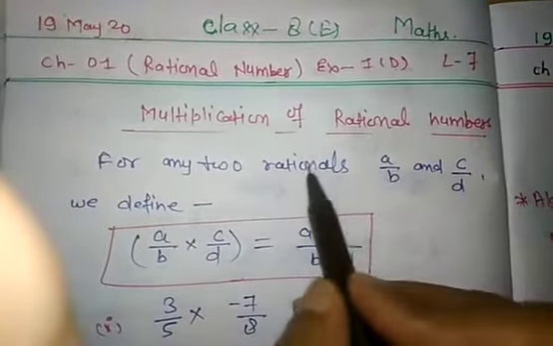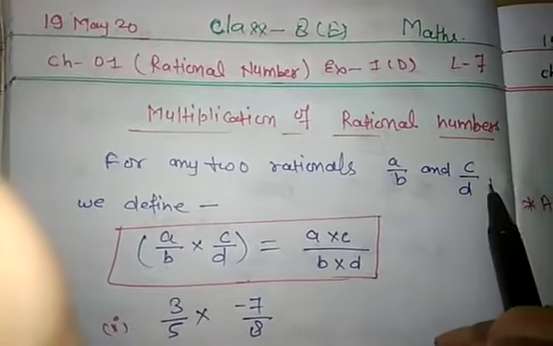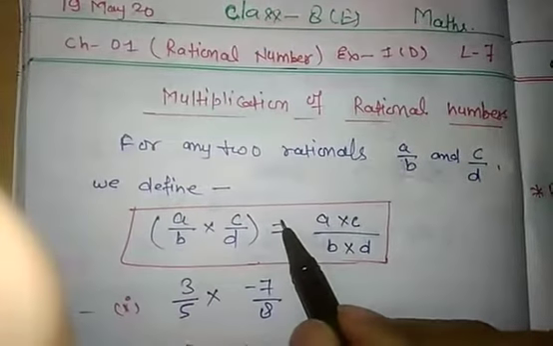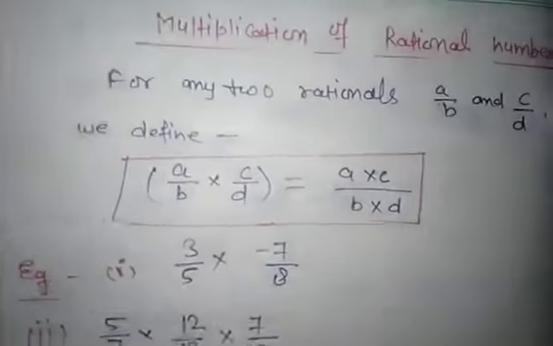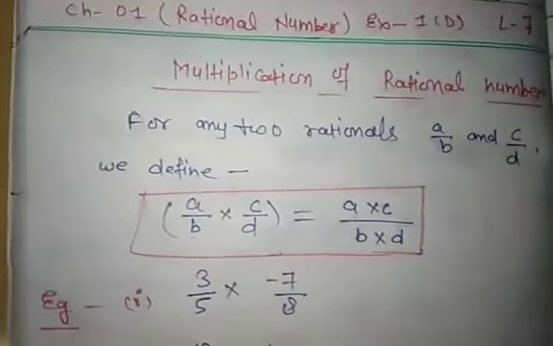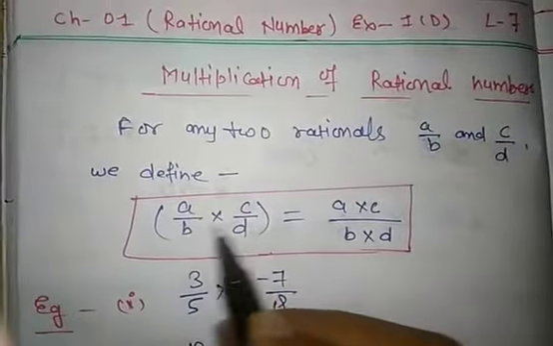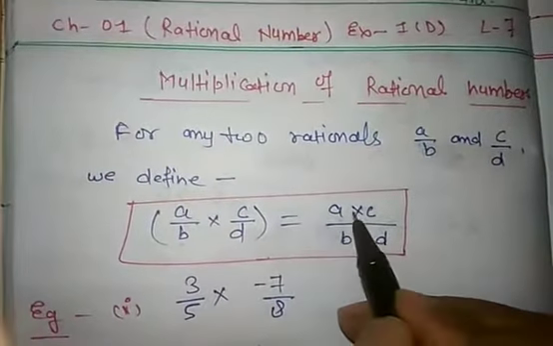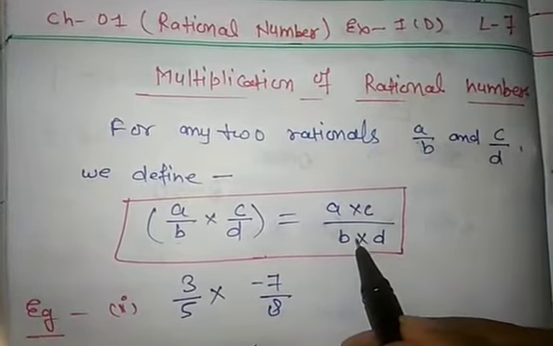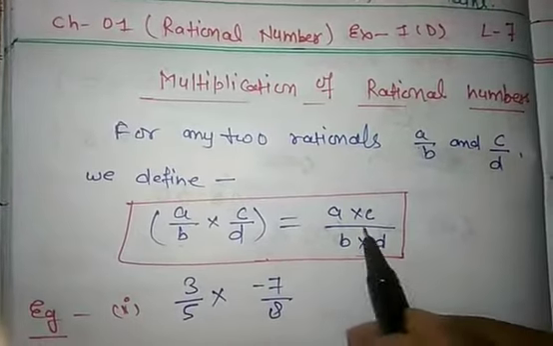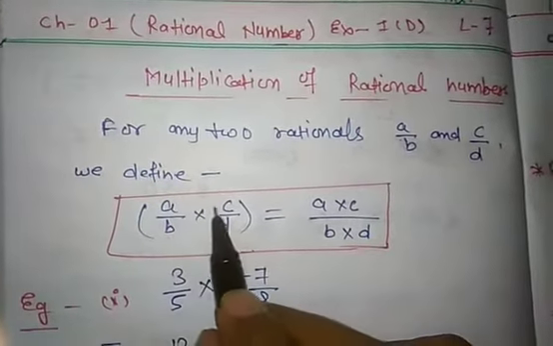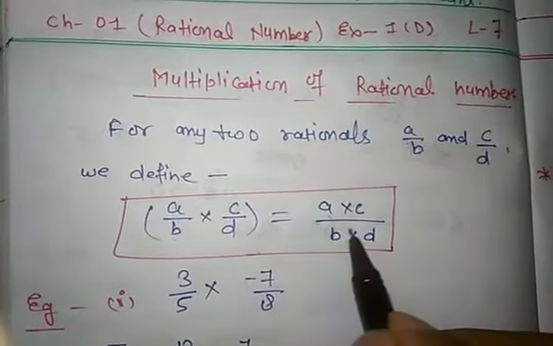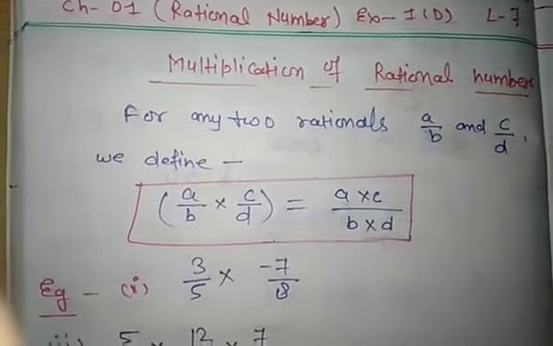Take any two rational numbers, for example, a by b and c by d, then it can be defined as a by b multiplied by c by d, then we get a into c upon b into d. That means the numerators are multiplied with numerators and denominators are multiplied with their denominators.